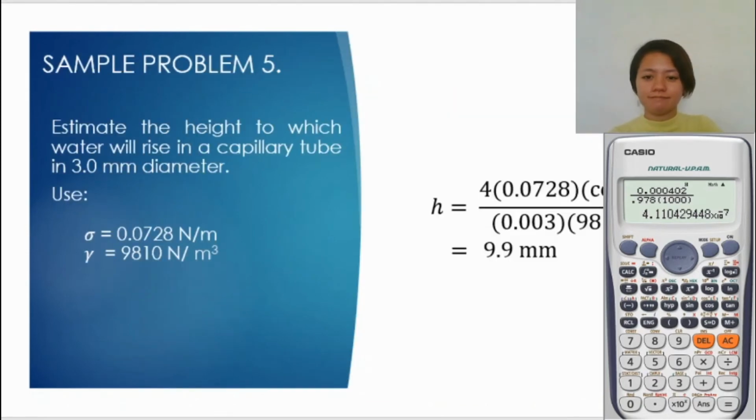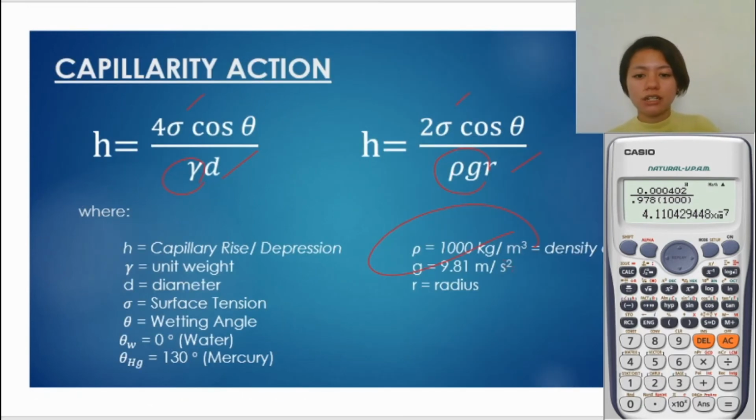Sample problem. Sample problem number 5. Estimate the height to which water will rise in a capillary tube in 3.0 mm diameter. Use your surface tension as 0.0728 Newton per meter. Then your unit weight as 9810 Newton per meter cube. So, direct substitution lang tanong. Ayang gihatag is diameter man. So, kani nga formula atong una nga gamiton.